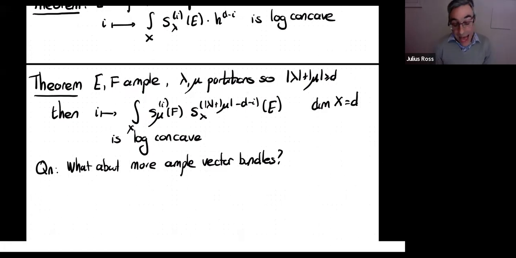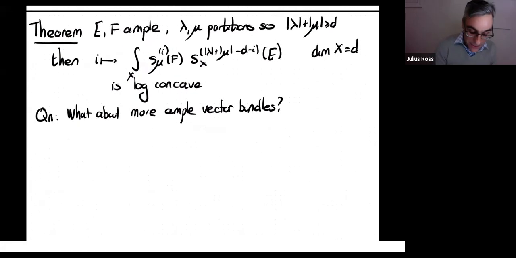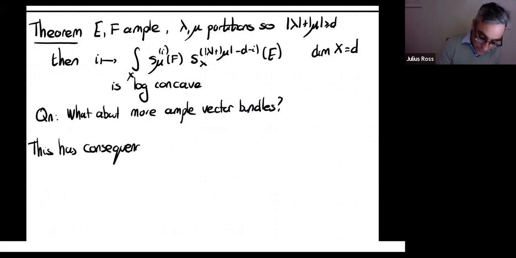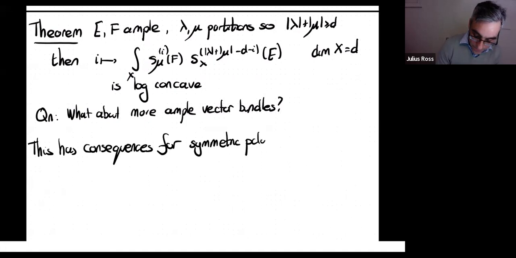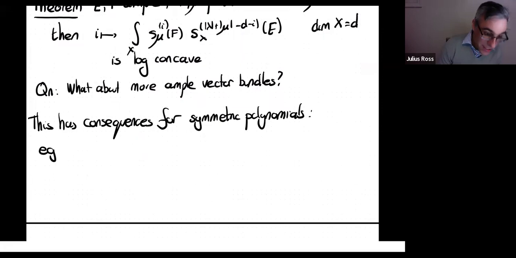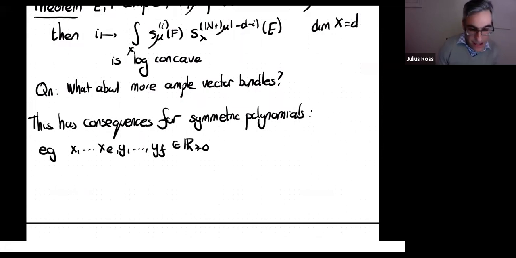Okay, very good. This was all a statement about vector bundles. Here's something nice: this has consequences for just symmetric polynomials. Let me give you an example, a corollary of what I've been saying. Suppose x1 up to xe and y1 up to yf are positive real numbers. Probably 0 is fine, but strictly positive is maybe better.